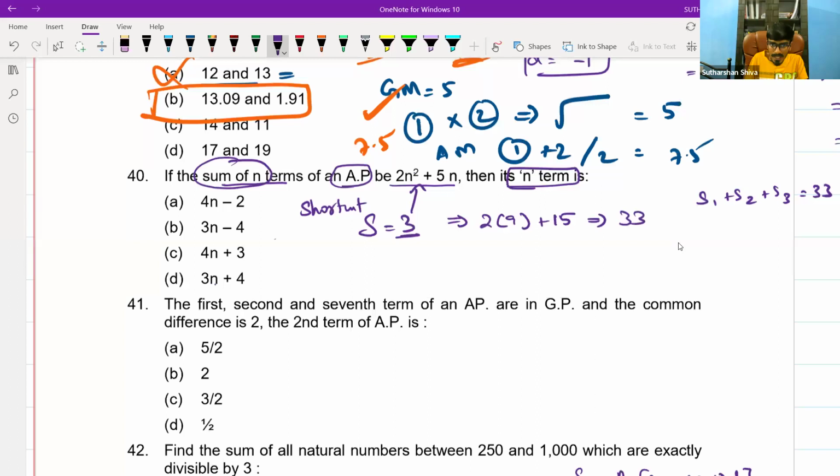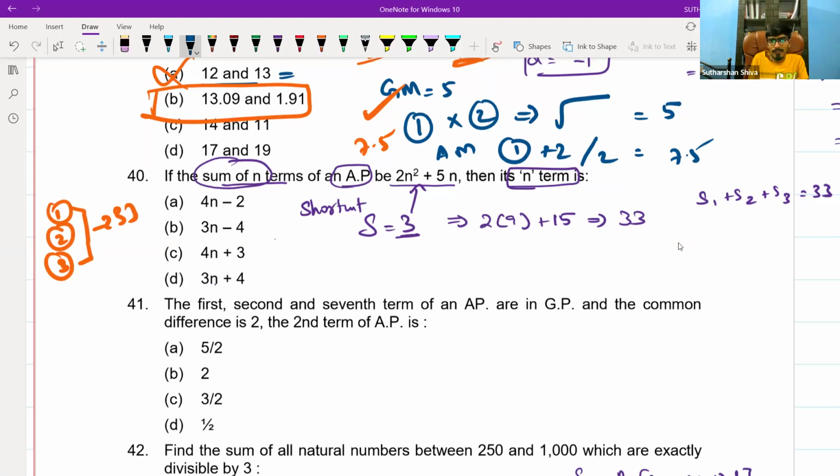So in the same way, I will take the option checking method. In that option checking method, I need to get 3. I will substitute 1, I will substitute 2, I will substitute 3. If I add all this, I need to get 33. If you do it with the long format, it will go very long, formula based.